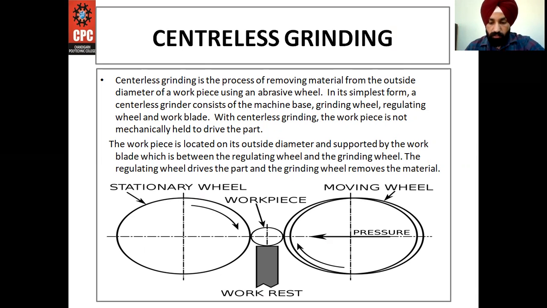Its main types: first is external centerless grinding. In external centerless grinding, the workpiece is placed on the work rest blade between the grinding wheel and the regulating wheel, and it is not clamped in any manner. The grinding and regulating wheels rotate in the same direction but at different speeds. The regulating wheel controls the work and traverse feed.